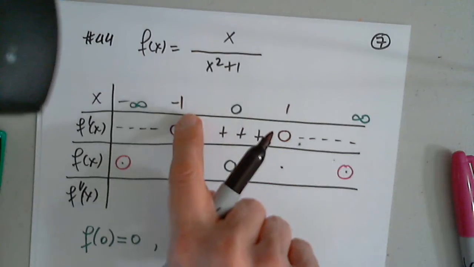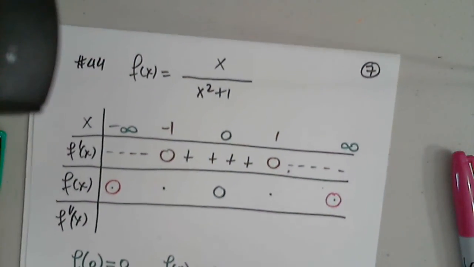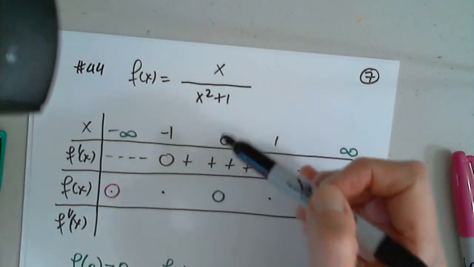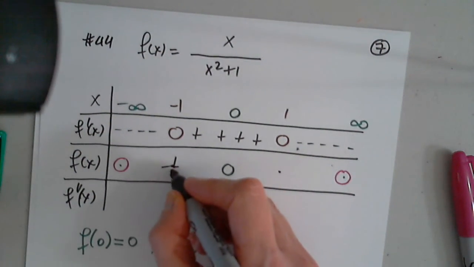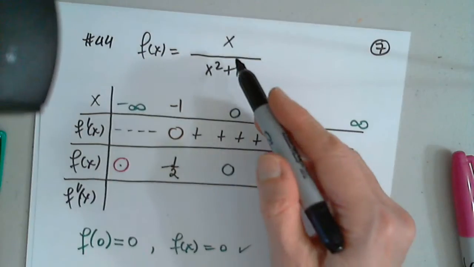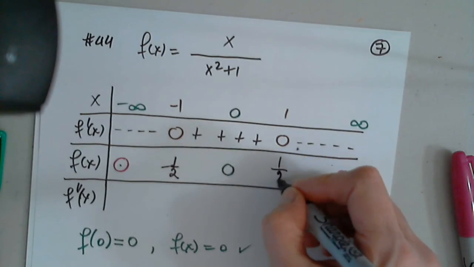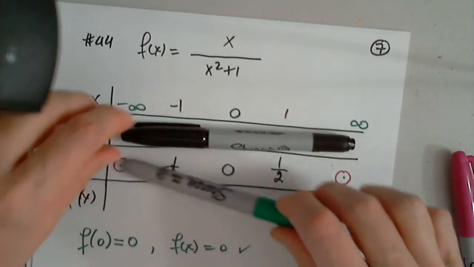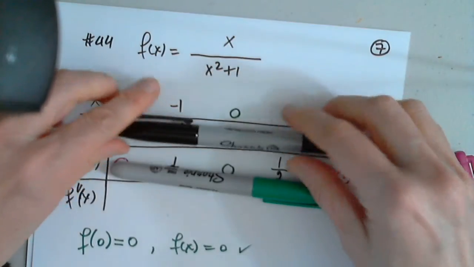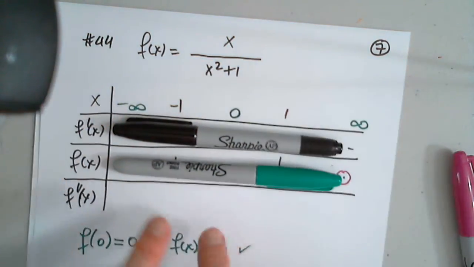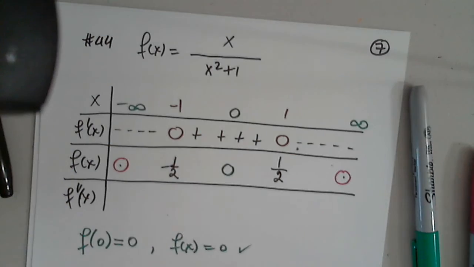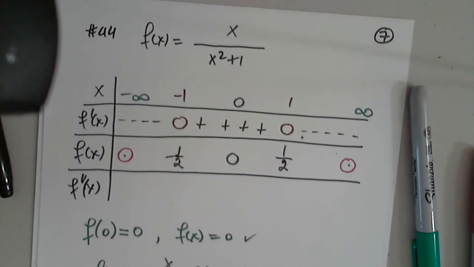So let's plug in -1 in the function. The top is -1, and the denominator is 2. So -1/2. To plug in 1, 1/2. At this point, I do not wait till the second derivative. I have to make sure that these two work well together. And what I learned from the first derivative is legitimate.